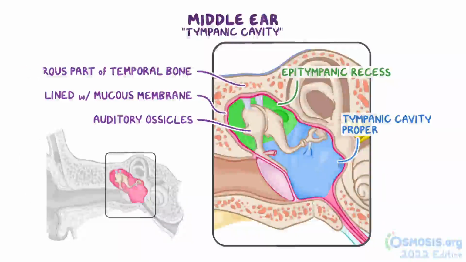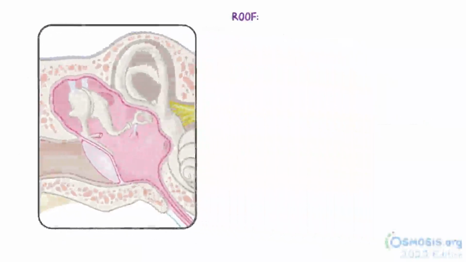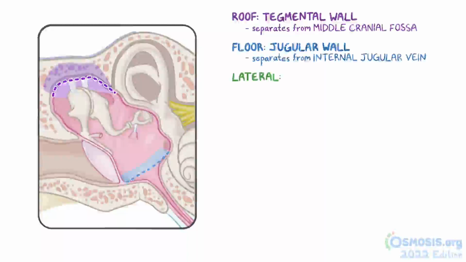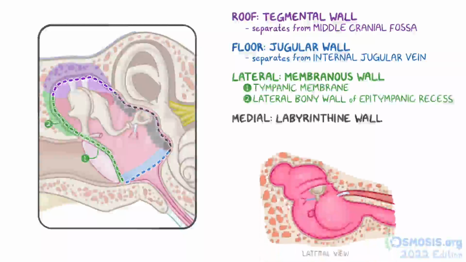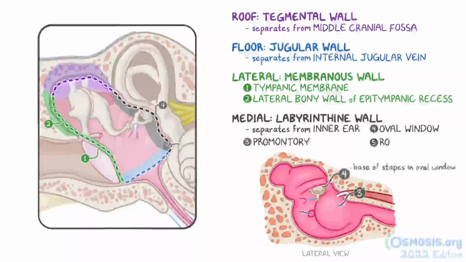The middle ear has 6 sides, so it is essentially shaped like a narrow box. The roof is called the tegmental wall, and it separates the middle ear from the middle cranial fossa. The floor is called the jugular wall because it separates the middle ear from the internal jugular vein. The lateral wall is called the membranous wall, and it's made up of the tympanic membrane and the lateral bony wall of the epitympanic recess. The medial wall, or the labyrinthine wall, separates the middle ear and the inner ear. Its most important features are the promontory, the oval window, and the round window.